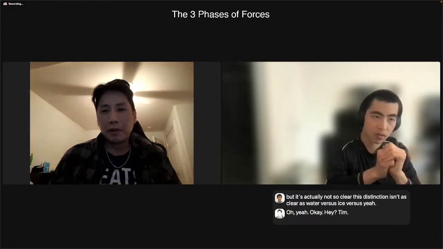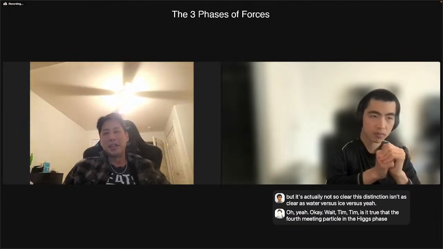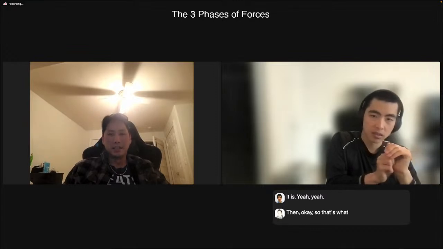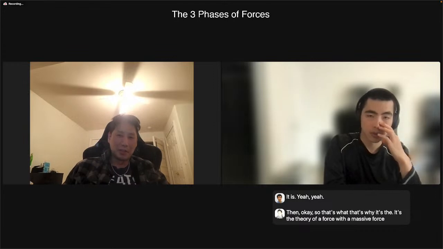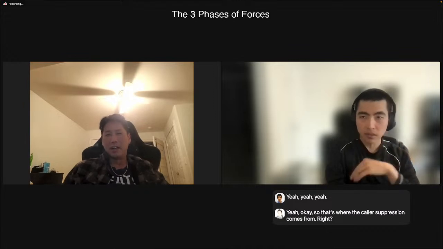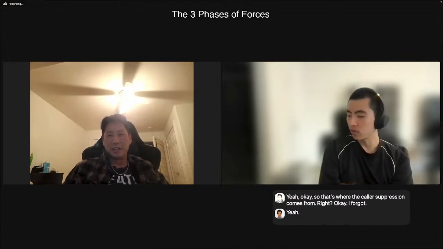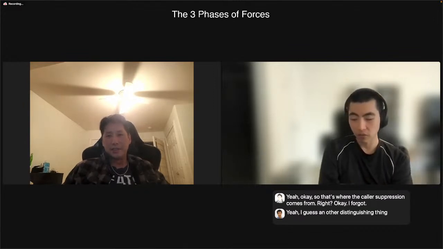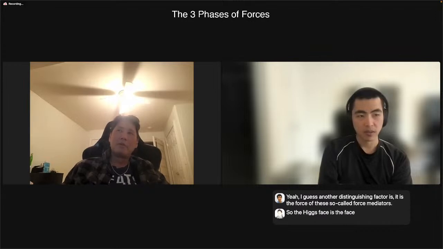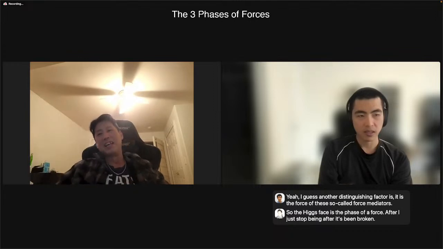Is it true that the force mediating particle in the Higgs phase is always massive then? It is, yeah. Okay, so it's the theory of a force with a massive force particle. Yeah. Okay, so that's where the Yukawa suppression comes from, right? Okay. So the distinguishing factor is the force of these so-called force mediators. The Higgs phase is the phase of a force after it has been broken, but before it's dead.